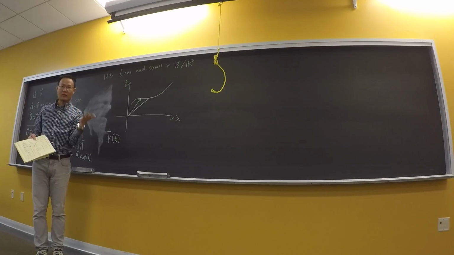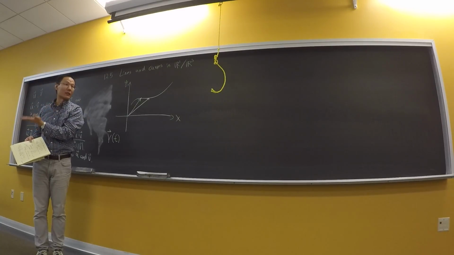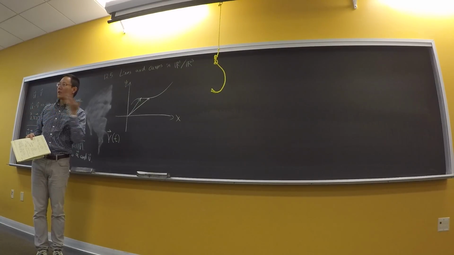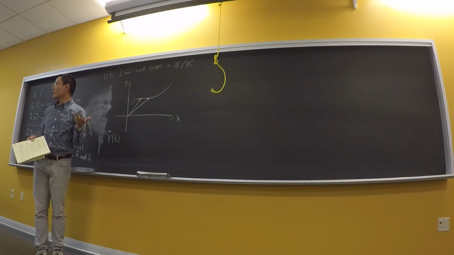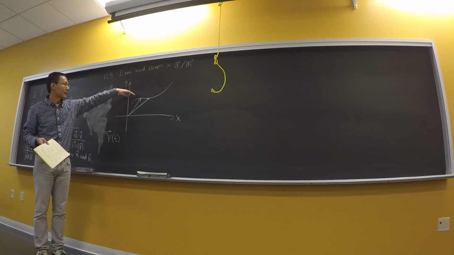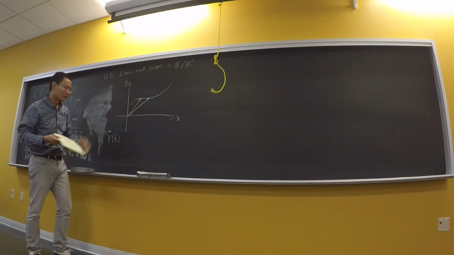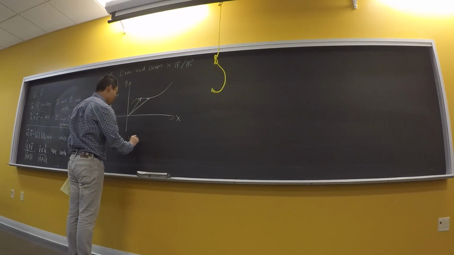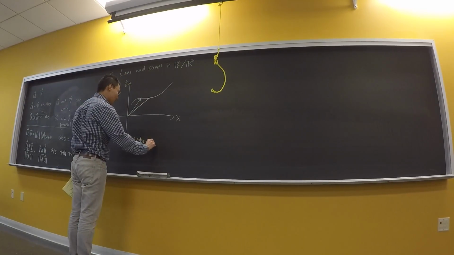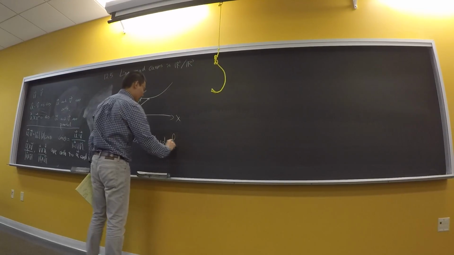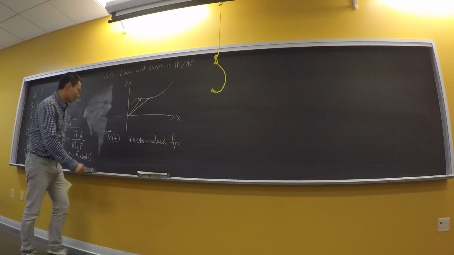If you have a curve, there's a vector value function. If there's a vector value function, you can try to find the points going by the time, and that will give you a curve. So this one, as a vector value function, will determine a curve.